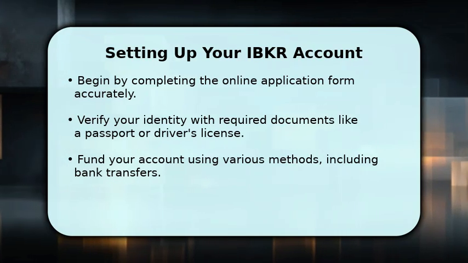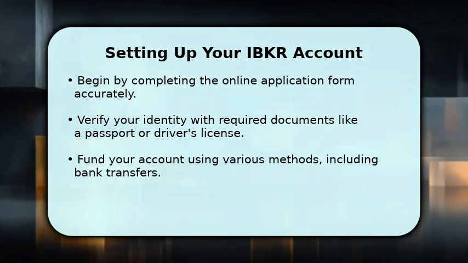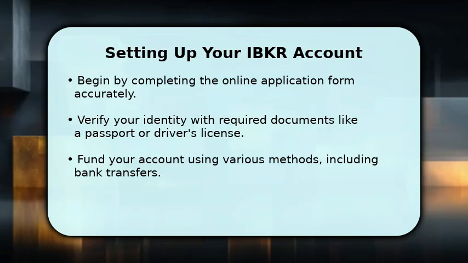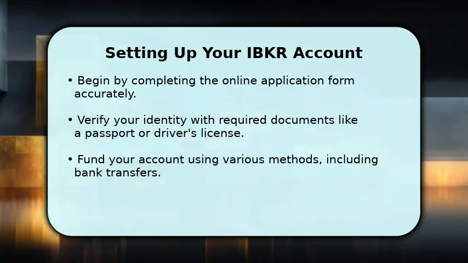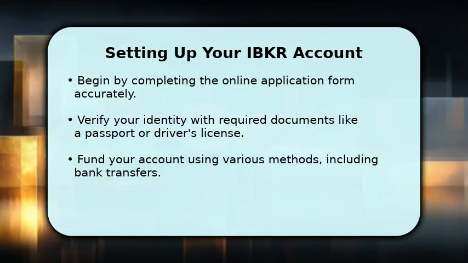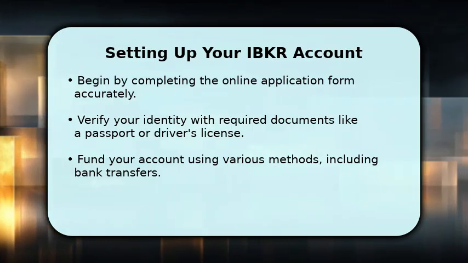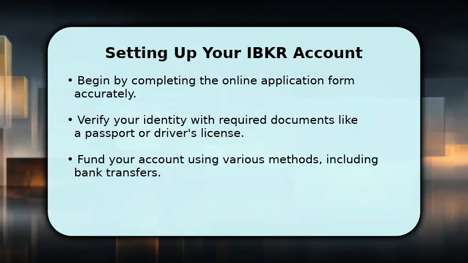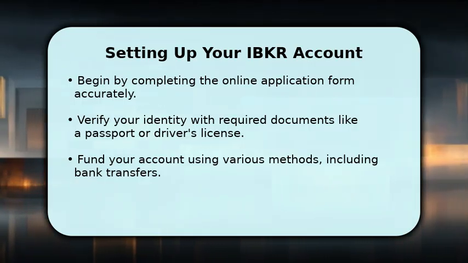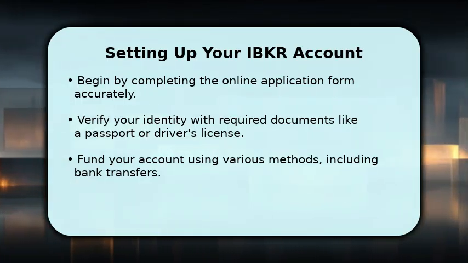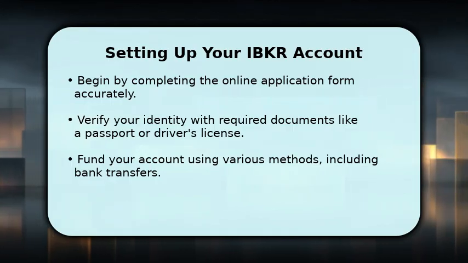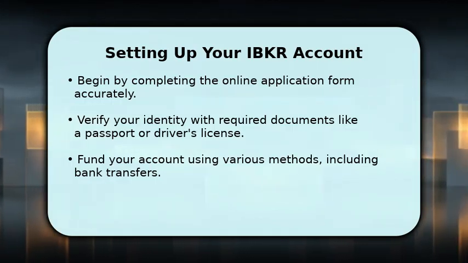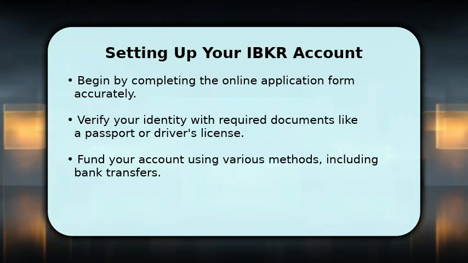Setting up your Interactive Brokers account is a straightforward process. You'll start by filling out an online application, providing personal and financial details. Identity verification is crucial, so have your documents ready. Once approved, you can fund your account through several convenient methods, such as a wire transfer or ACH. Remember, a minimum deposit of $10,000 is often suggested for margin accounts.